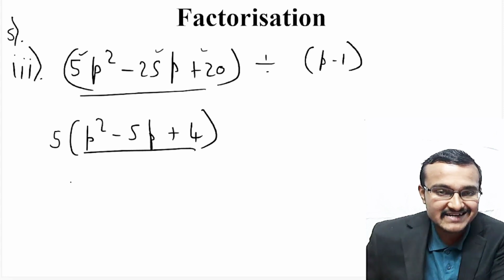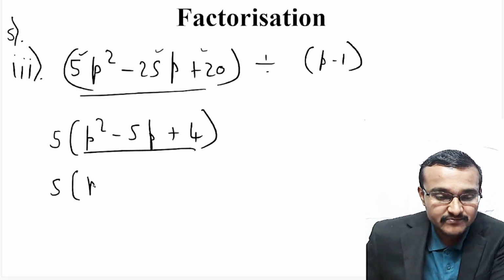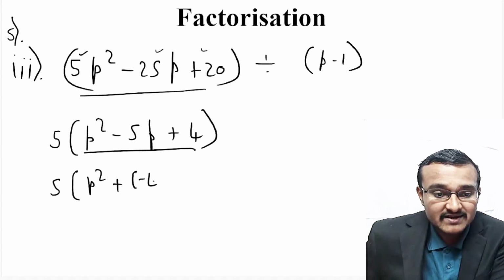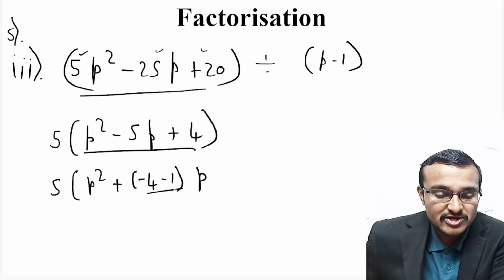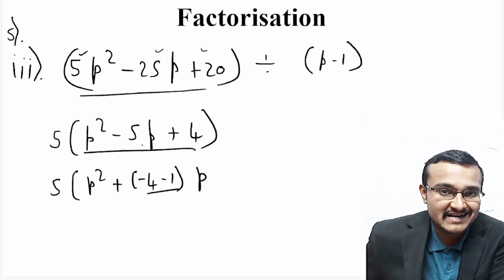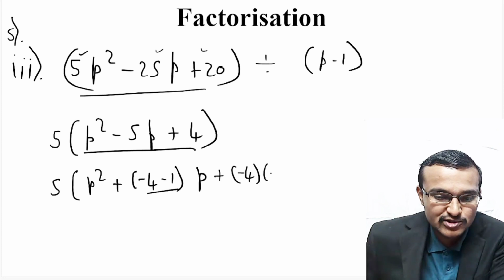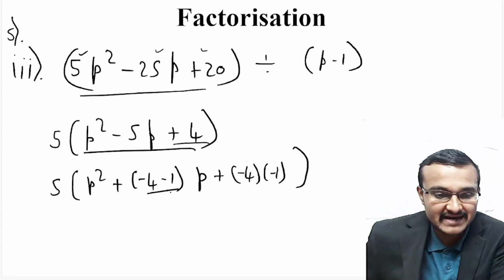This can be written as (x + a)(x + b). So 5p² − 5p + 4 can be written with the middle term as (−4 − 1) times p. When you do −4 − 1, it becomes −5, so −5p will be there. Plus 4 can be written as (−4) × (−1), because 4 × 1 is 4 and minus into minus is plus. So plus 4 you will be getting back.